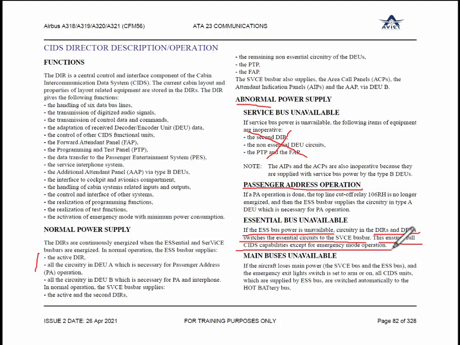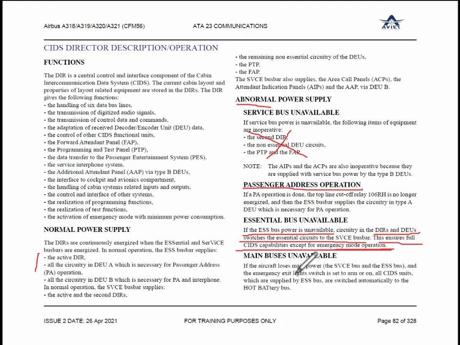Now think in the other way around. Essential you lost, but service is available. So they can immediately move to the service bus. This switches the essential circuit to the service bus, they will move. This ensures the full seats capability, except emergency mode of operation will not be there. Okay.